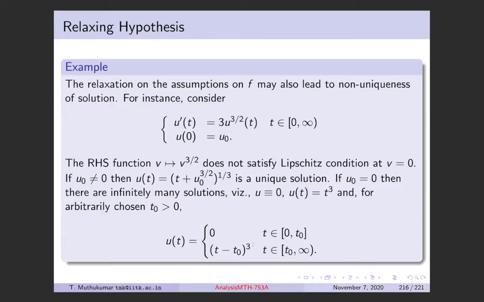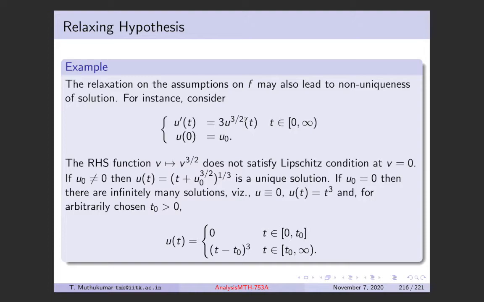So you have more than one. In fact, there are infinitely many, because for every choice of positive t naught, you have a solution here. So you have as many solutions as you have real numbers, right? So this can happen. This is again because we relaxed the condition on the data f here. Okay, so we cannot relax it.